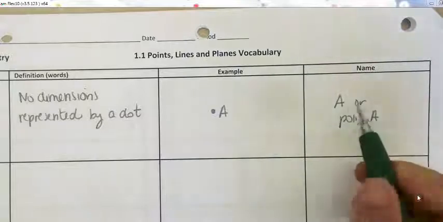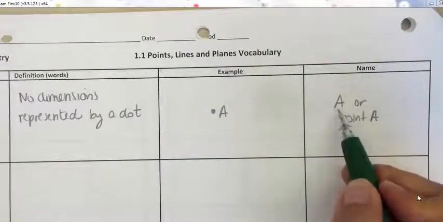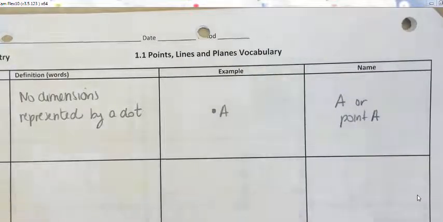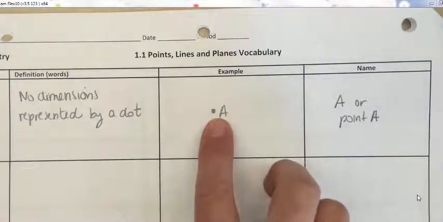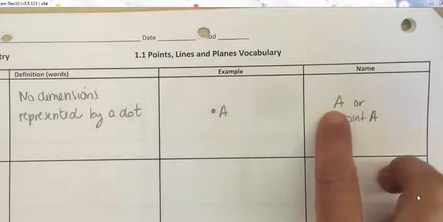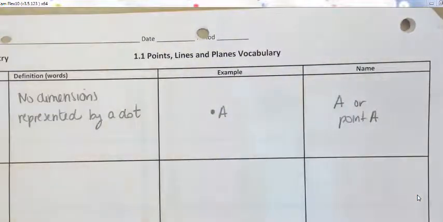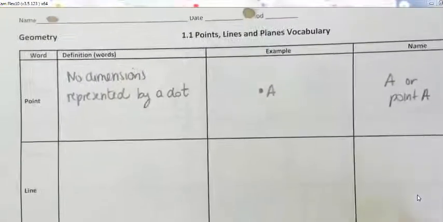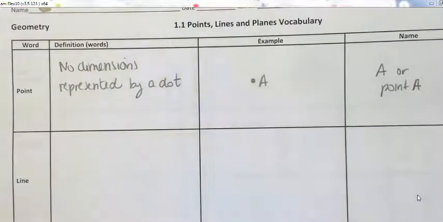It's important, though, that when we write these names, we write them appropriately. For example, my name is Mrs. Frisk, and if you called me Mr. Michael, that would be wrong, right? So if this is point A, and you didn't name it point A by using a capital A, that would be the wrong name. Okay, next we're going to talk about lines.